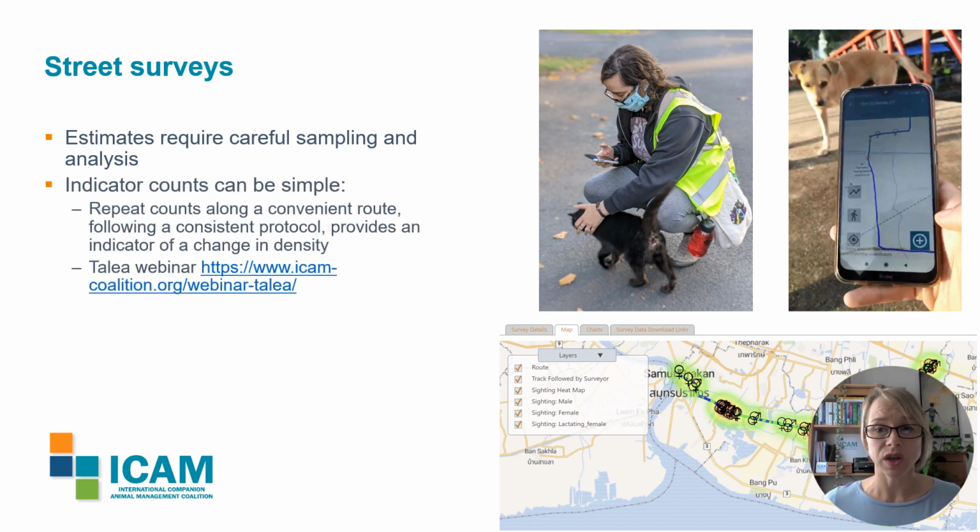You can establish a convenient route that traverses those areas that you know are hotspots for free roaming dogs or cats, where you'll be focusing your CNVR effort. And then simply repeat a count along that route, ensuring you keep the survey protocol the same, starting at the same time of day, using the same means of transport, avoiding days with unusual weather or events like public holidays, basically trying to ensure that any change in the number of animals that you count on your route is reflecting or indicating a change in the wider population of those animals.